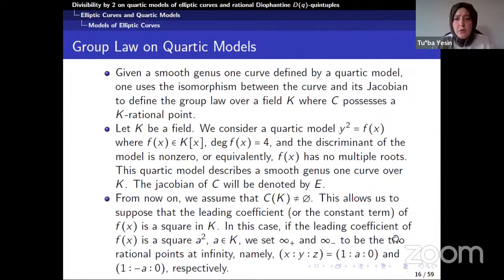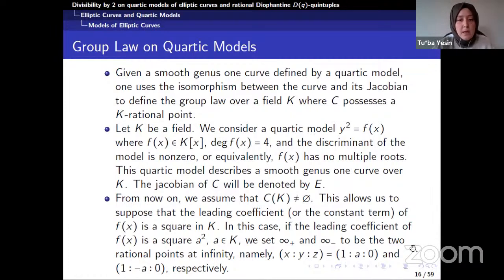Another piece of information about this quartic model we can mention. From now on, we can assume that the set of rational numbers on this quartic model is non-empty, and this allows us to suppose the leading coefficient or constant term of f(x) is a square. Let's say this is a squared, and then we can introduce the points at infinity.